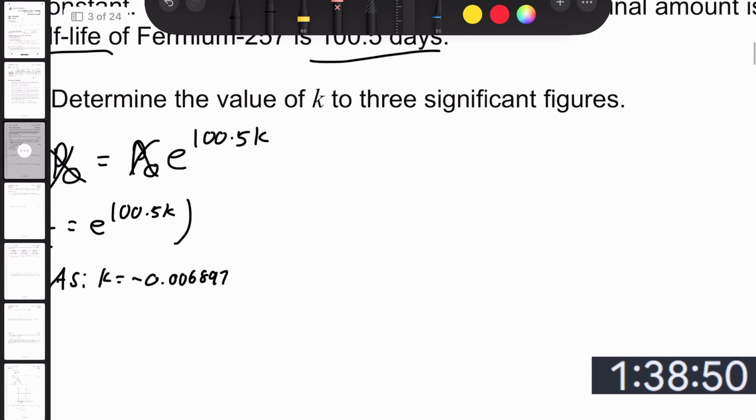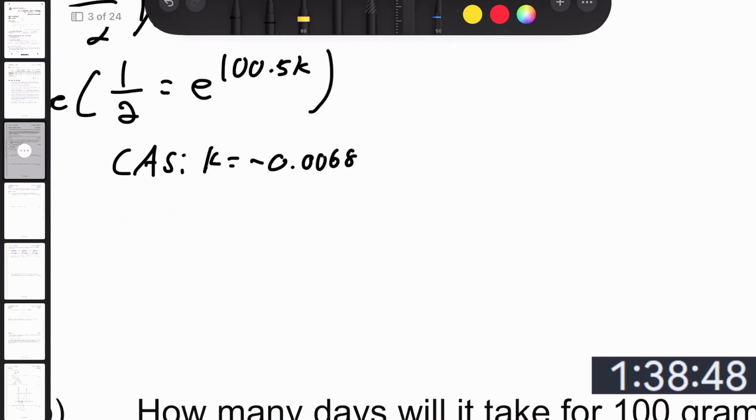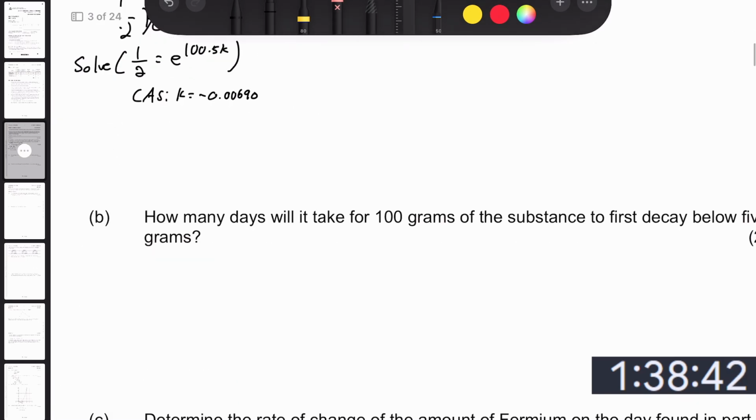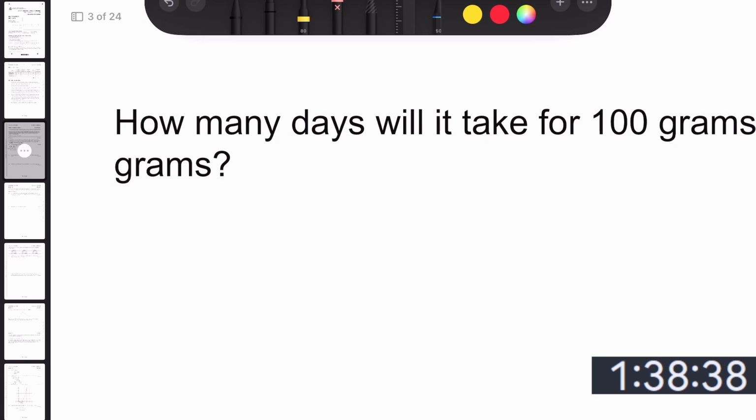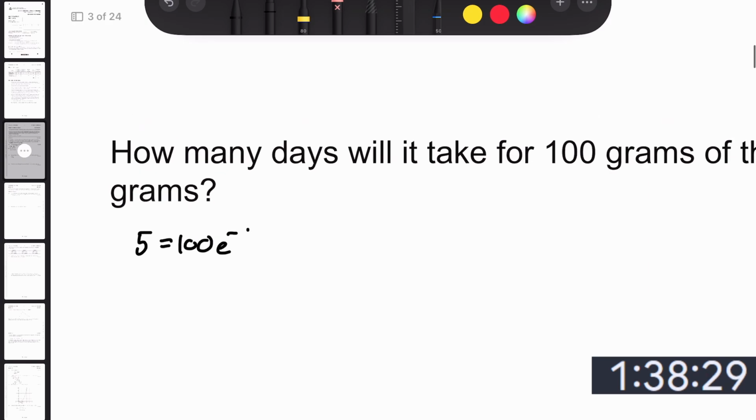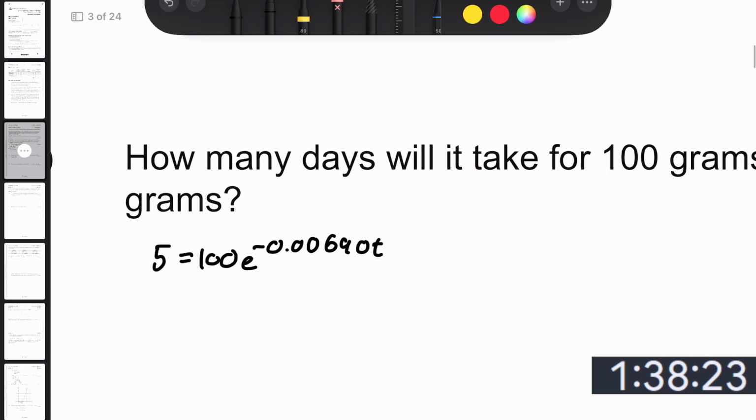Oh wait, it wants 3 significant figures. So I'll just change this to 90. How many days will it take for 100 grams of substance to first decay below 5 grams? So we got a new initial value. So we're going to get 5 is equal to 100e^(kt). We're going to use that value of k. What is it? 90, I think. And then we want to find t. So again on CAS, we just solve this.